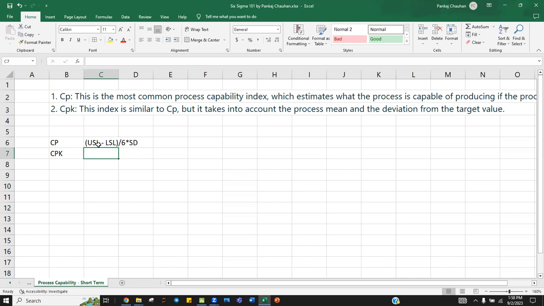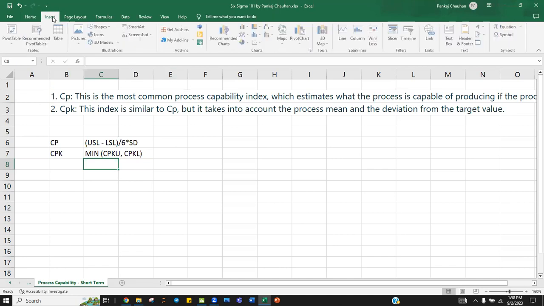While the Cpk value is the minimum of CpkU, on the upper side of specification, or CpkL, which is on the lower side of specification. So we will be checking the probability of meeting the specification on the upper side and the probability of meeting the specification on the lower side. This is the way we calculate. How does it exactly work? Let's understand with a picture.